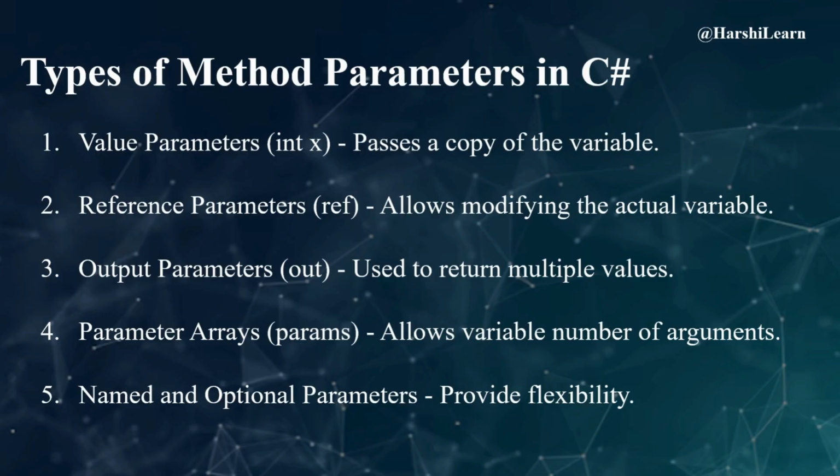Next one is output parameters. It is used when a method needs to return multiple values. So whenever we need to return multiple values, we can use output parameters. Next we have parameter arrays. This allows us to pass multiple arguments as an array, even if we don't know the exact count. And the last one is named and optional parameters. Named parameters make the code clear and optional parameters provide a default value if nothing is passed.